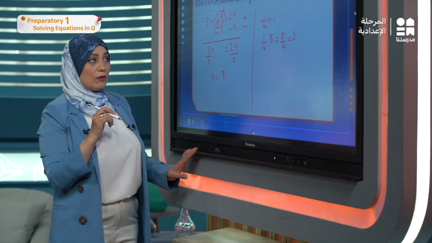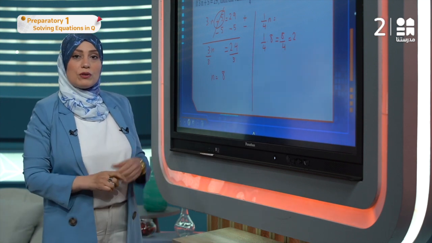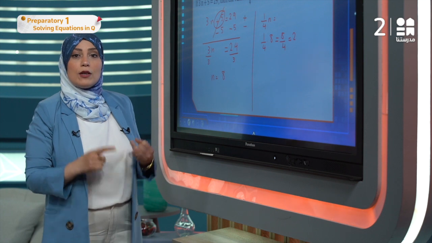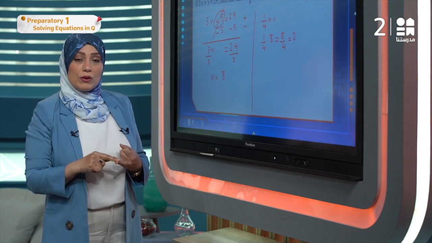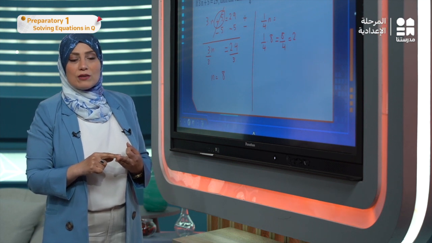That's all about solving equations. So we have 3 steps to solve any equation. The first one, circle what is with the variable, do the inverse operation to both sides, get the variable alone, and you can check your answer if needed.